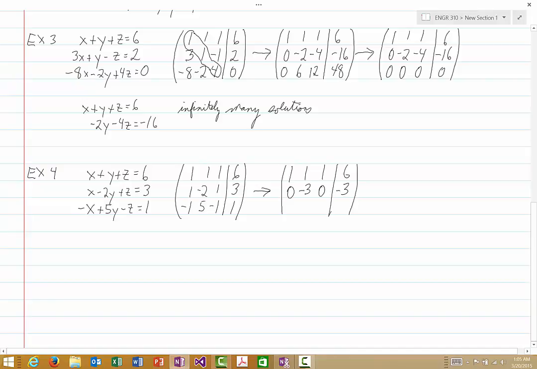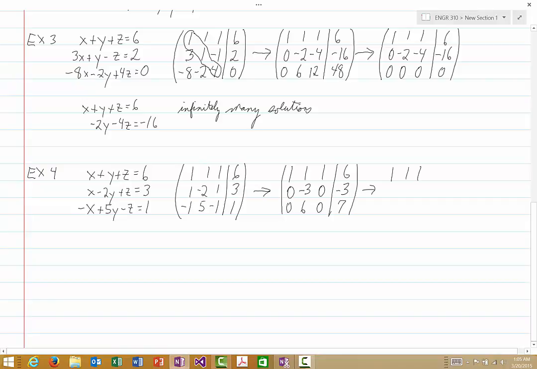Now add the first row to the last row. 1 and -1 is 0. 1 and 5 is 6. 1 and -1 is 0. 6 and 1 is 7. Now, we have one remaining non-zero term below the main diagonal, and it is this 6. And we can eliminate that by adding twice the second row to the third row.